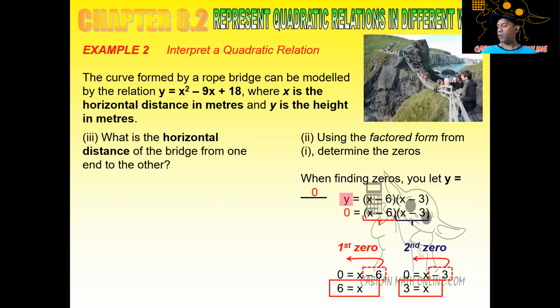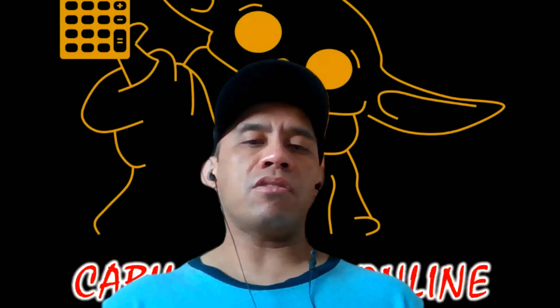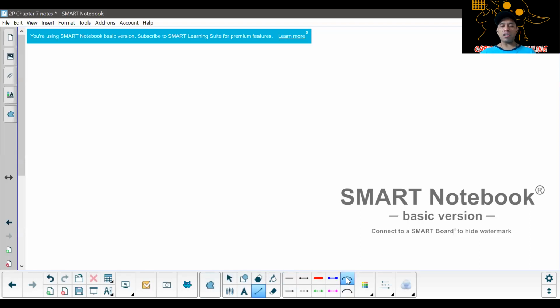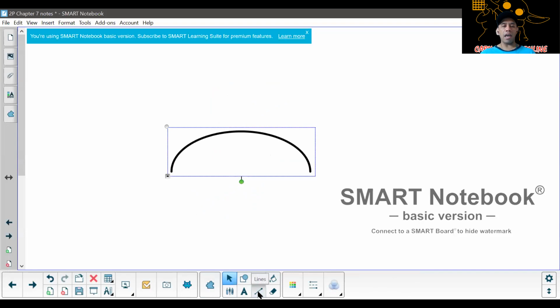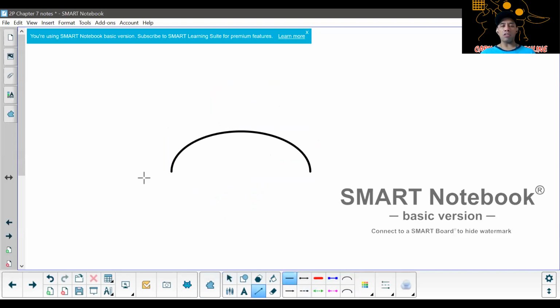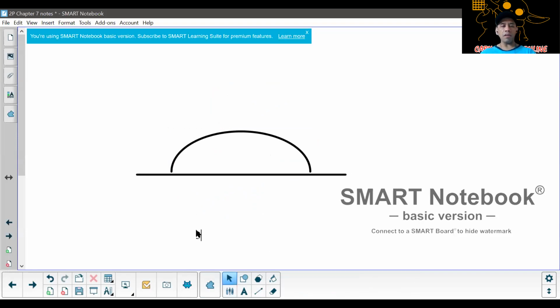Notice our two values there are 3 and 6. Now it's asking us for the horizontal distance of the bridge from one end to the other. So I just want to draw this out so you can understand what the 6 and the 3 are. If we take a look at the drawing here, a bridge, like I mentioned before, was a suspension bridge. So you would have a parabola that opens downwards. Let's fix this because I want it to be accurate. I'm very picky when it comes to drawing. So we have a bridge that's going to go this way. When you're looking at the horizontal distance across, it's asking you for the distance across here. Our two numbers there were 3 and 6.